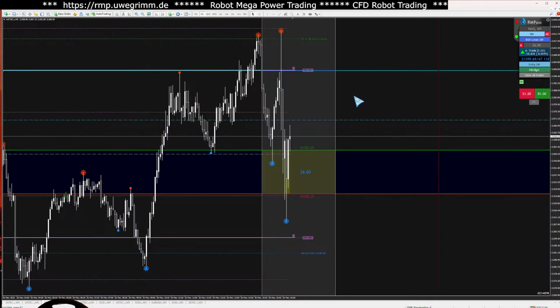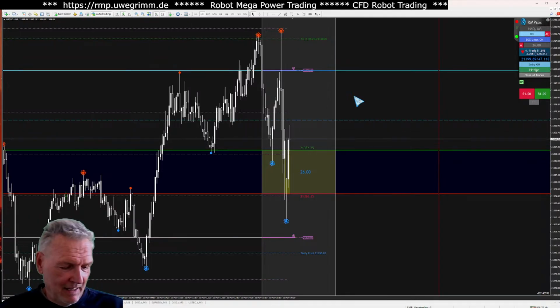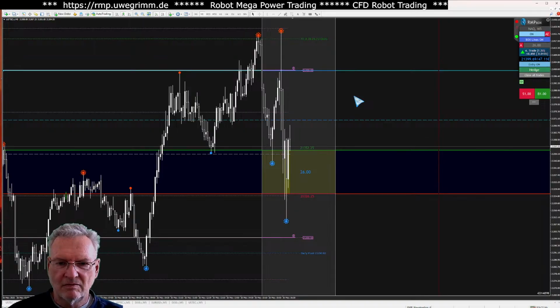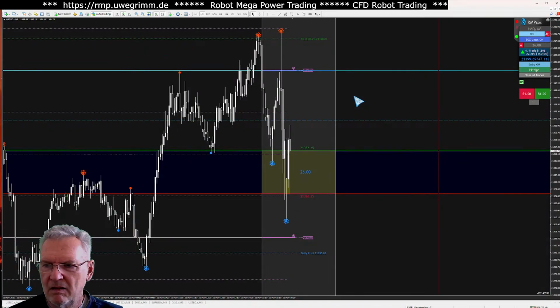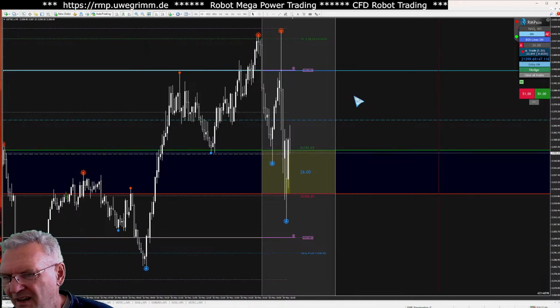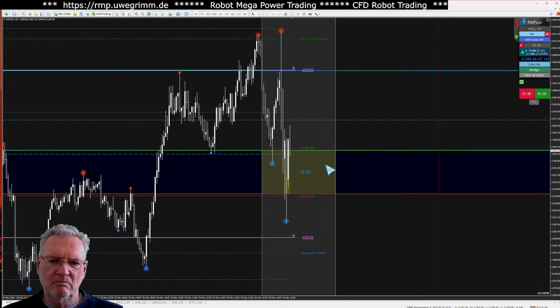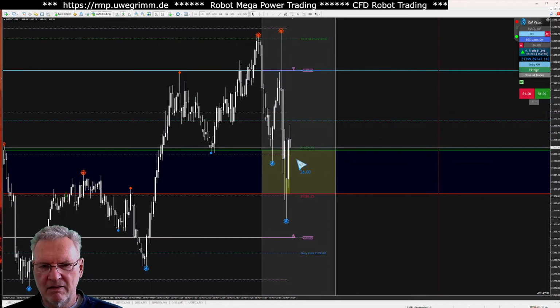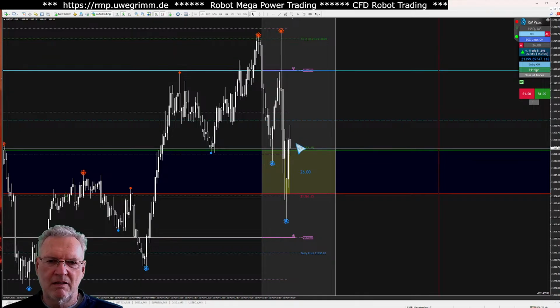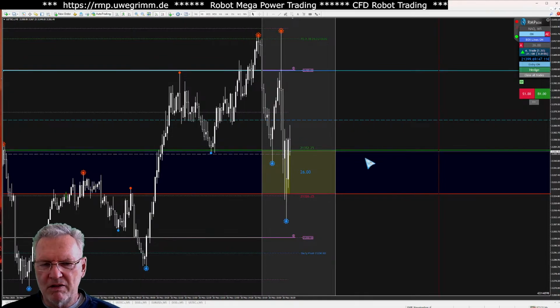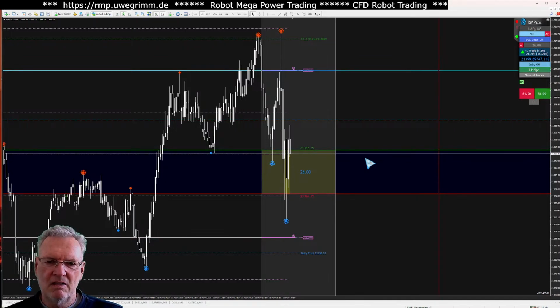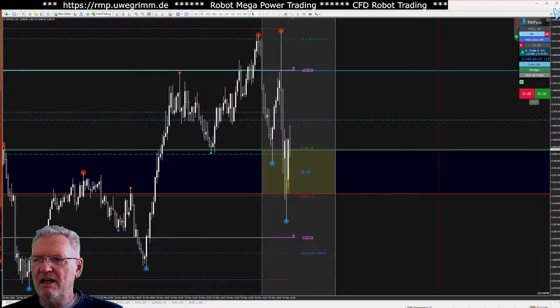So where is it going? Aha. It's on direction long. But it's in this 50 level. And this is why we have these sub levels here from the big numbers. So it's just hanging here. And there will be a breakout. Wherever it goes, we are prepared with our box trading robot. So let's just wait. This is the last trade which is running.